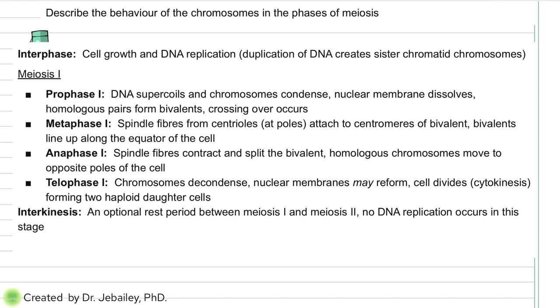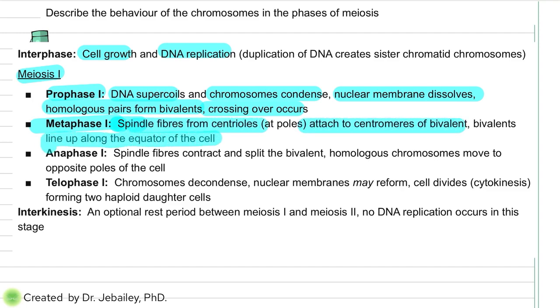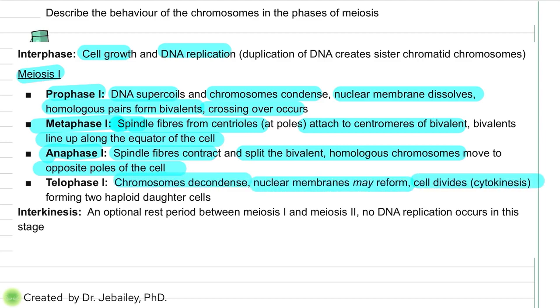Here you can start by saying the interphase: the cell growth, the replication, the G1, S, G2, all this happens here. In meiosis 1, in prophase 1, DNA supercoils, it becomes condensed, the nuclear membrane dissolves, the homologous pairs form a bivalent, and crossover occurs. In metaphase 1, spindles from the centrioles attach to centromeres, and they line up in the middle. In anaphase, the spindles contract and split the homologous chromosomes, so they move to opposite sides.